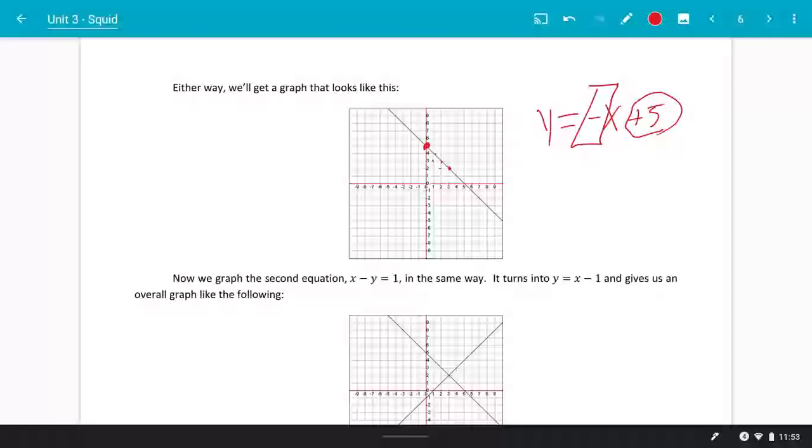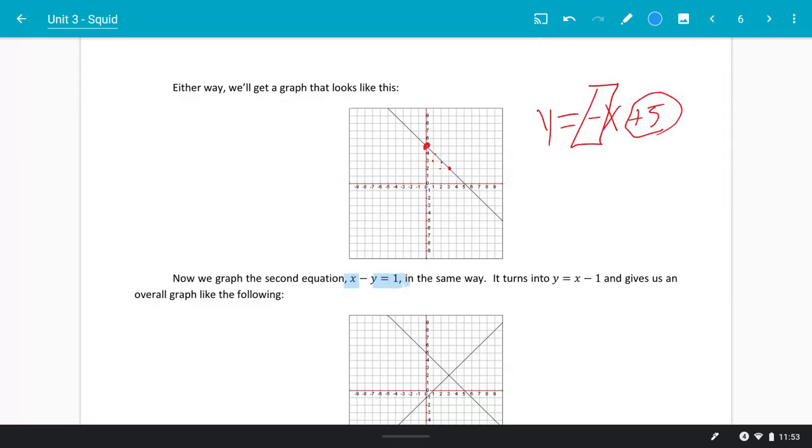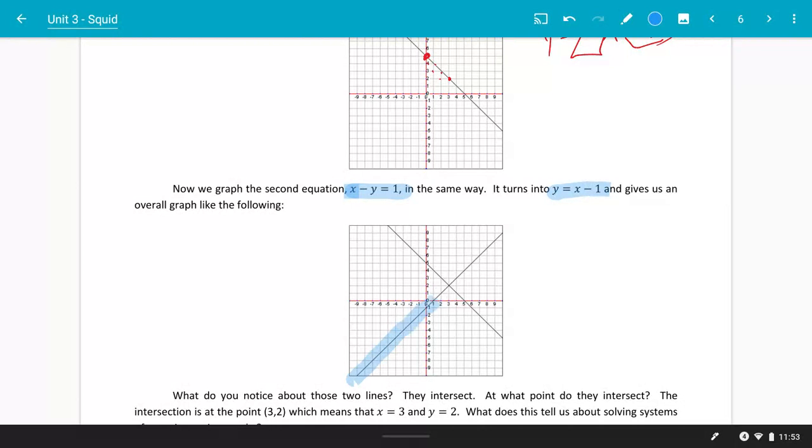Now, we can graph the second equation, x minus y equals 1, the same way. It turns into y equals x minus 1 and gives us this following graph, this one right here. The other one was already done for us, right? Let's check that. Just for fun, my y-intercept is negative 1. There's negative 1. And my slope is 1. So up 1 over 1, up 1 over 1, up 1 over 1. I can see that's all true.